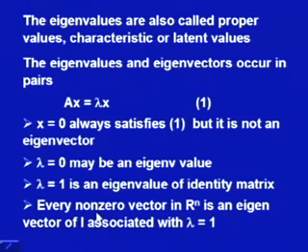Further, every non-zero vector in Rn is an eigenvector of I associated with lambda is equal to 1. So, when I have Ix is equal to x, then whatever value I assign to x, this equation will be satisfied. So, I say every non-zero x will be an eigenvector of I.